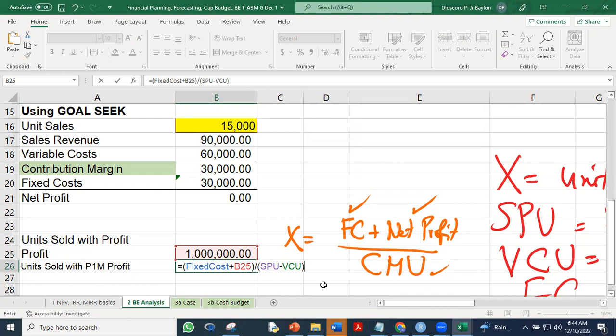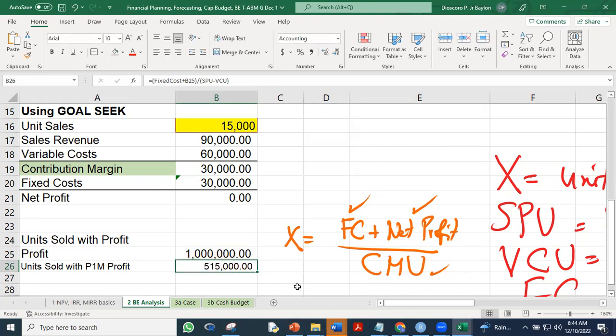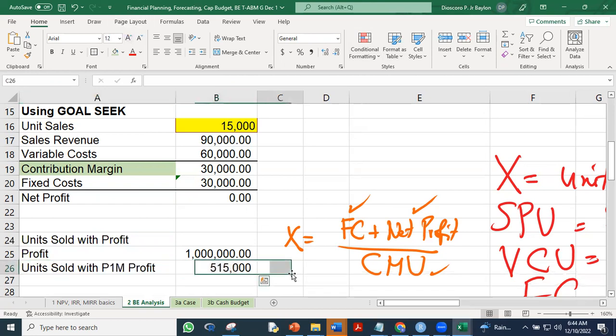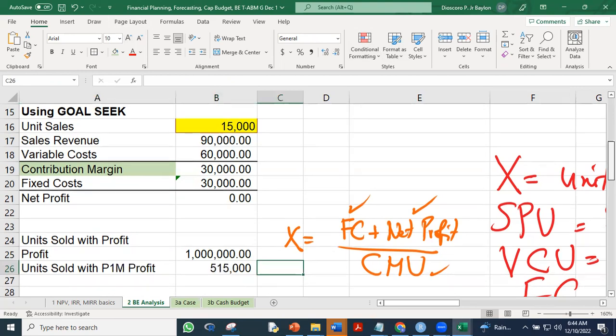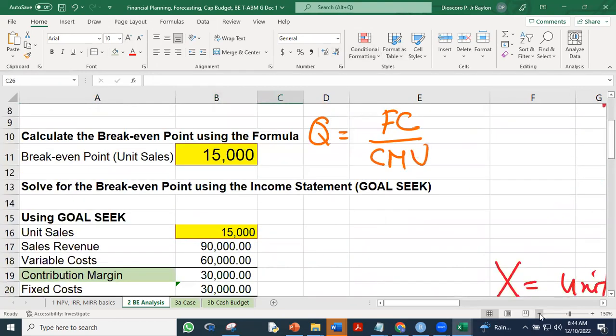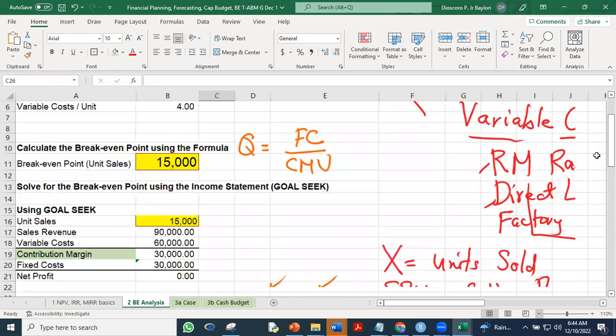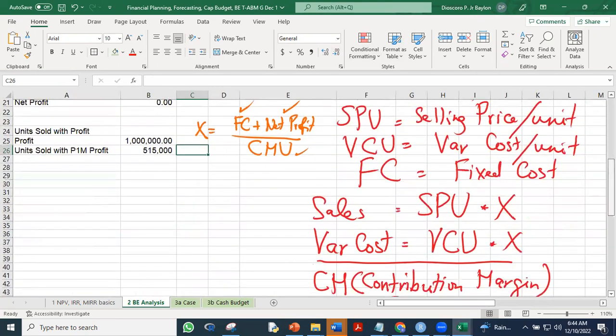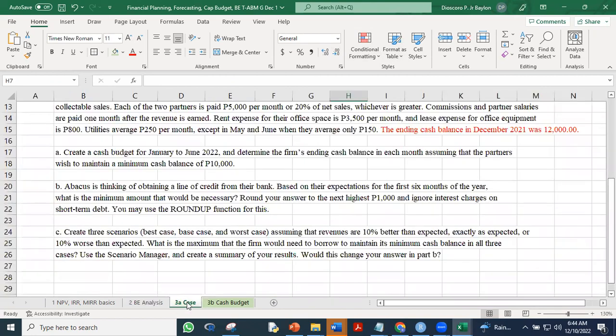Okay, so Control Enter. All right, so we need to produce or to sell 515,000 units in order to have a net profit of 1 million. So this in a nutshell is how we compute for break-even unit. Let's now go to this case.